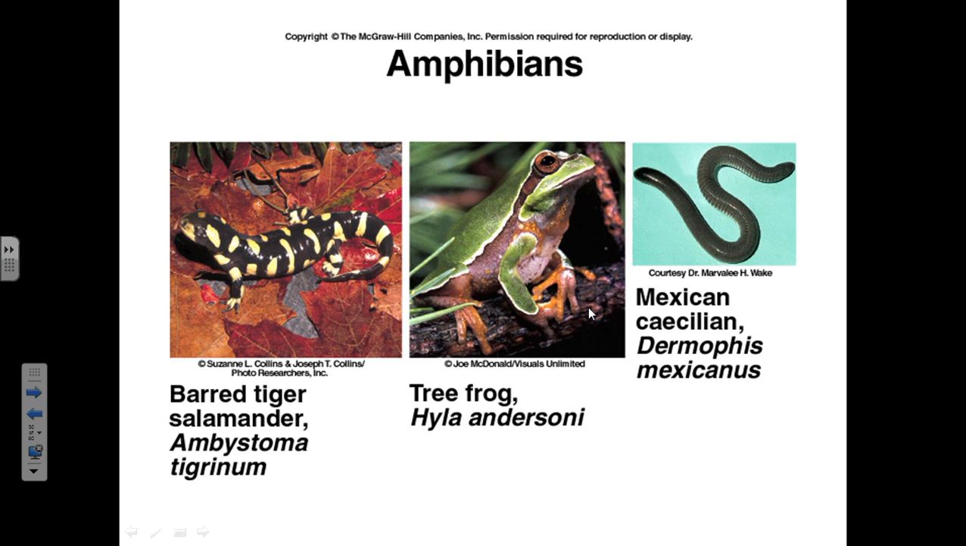So there's some amphibians, salamanders, frogs. You got a legless amphibian over there. Looks kind of like a snake, called a Sicilian.